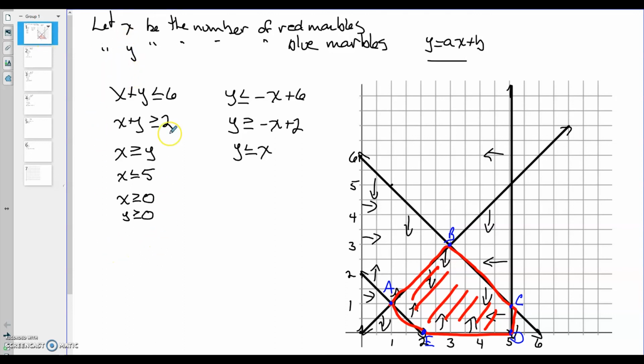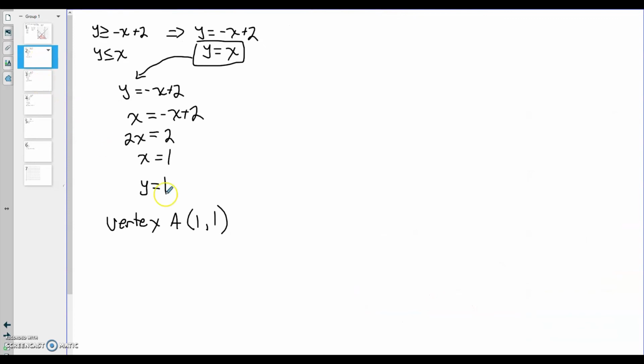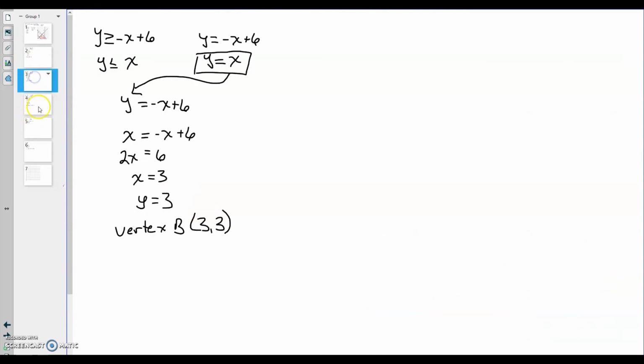So let's go and recap that process. First, we wrote out all of our constraints. Then for the ones that weren't in the y equals ax plus b format, we formatted them into that form. Then we graphed each of the lines and found the polygon of constraints. Once we had the polygon of constraints, we labeled each of the vertices. Then we found the point of intersection of the two lines that make up those vertices to get the vertex points.